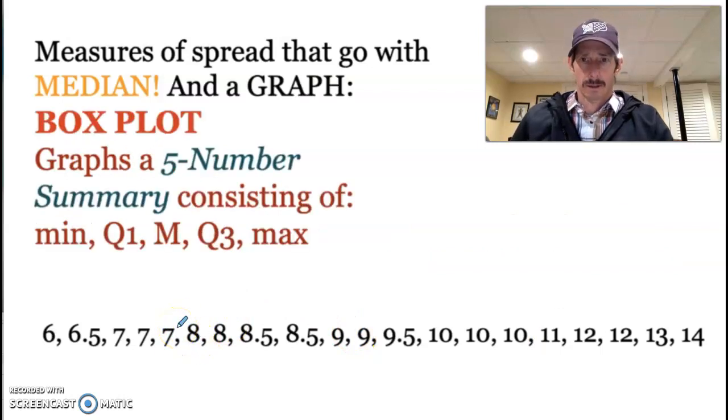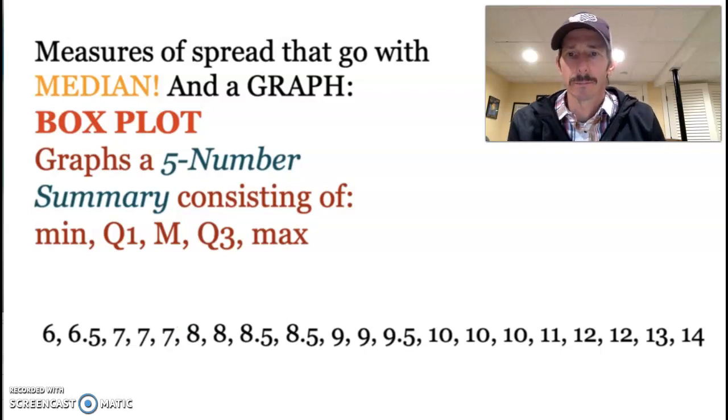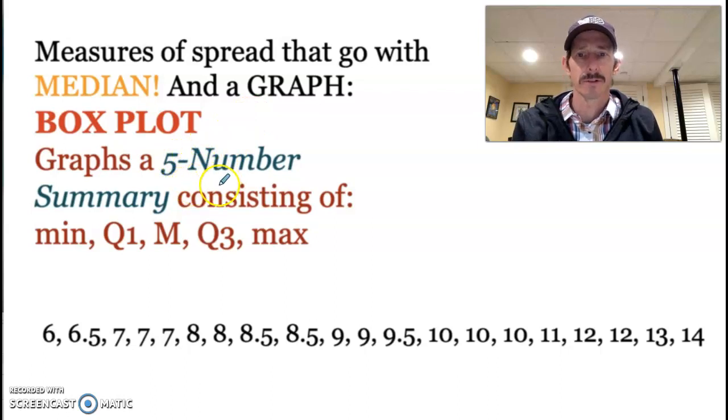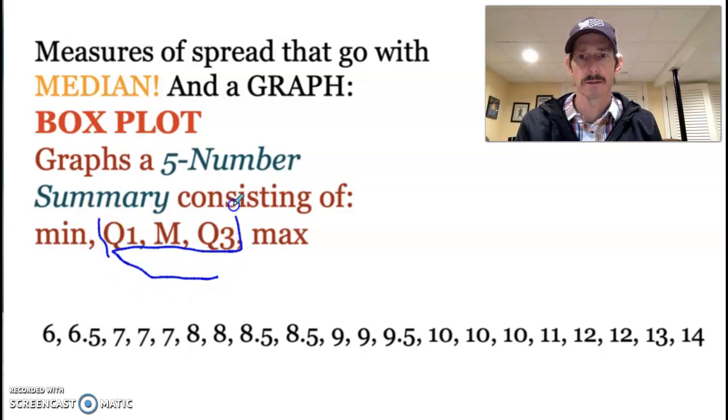So next up is a graph that goes with the quartiles and the median. It's actually called a box plot, and it graphs the 5-number summary. And the 5-number summary is the minimum value, first quartile, the median, the third quartile, and the max. And we already have calculated these guys right here. We just did that on a slide a minute ago.